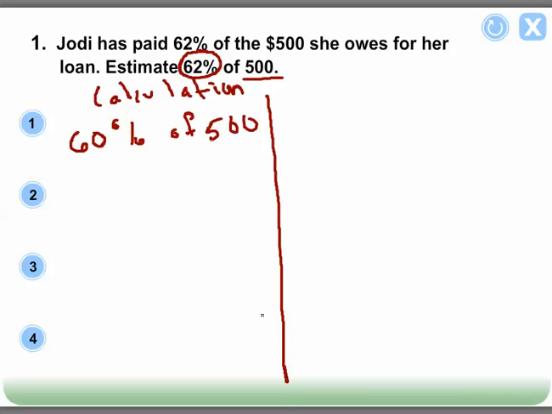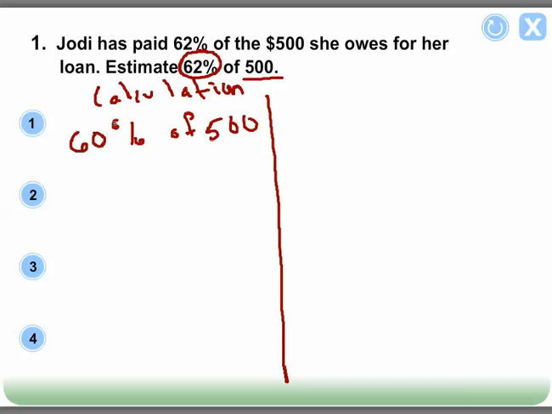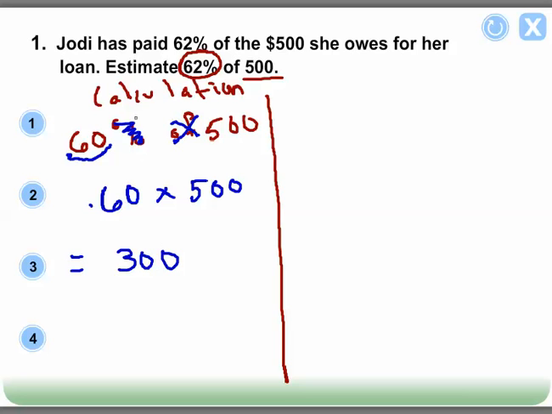Now, based on yesterday, for the next step, we said we can change our percent to a decimal. So I'm going to scribble out my percent, make this a decimal, because it's out of 100. Of means multiplication. Now here's my problem. 0.60 times 500. Okay? Now we call it the calculation method because now we just do a bunch of thumb pushing. It's calculators. So we do 0.6 times 500, and we find out that we're going to end up with 300 as our answer.